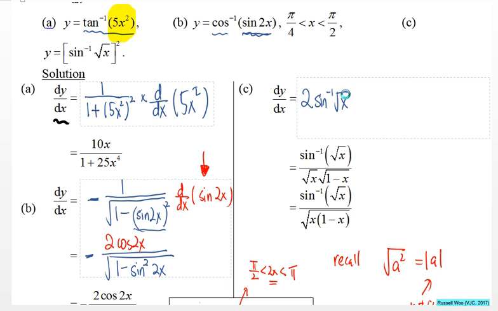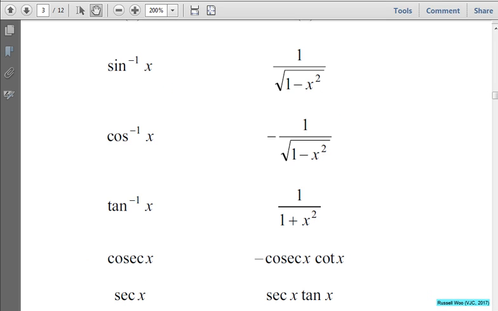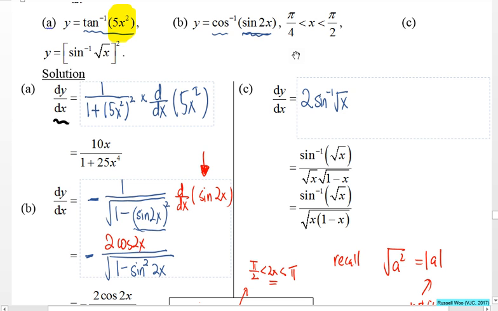Sine inverse square root x once, which is, look at the formula list. Differentiate sine inverse, you get this. That means you will get a 1 over square root 1 minus square root x squared. Most of us will stop here. Most of us will stop here, but be careful.